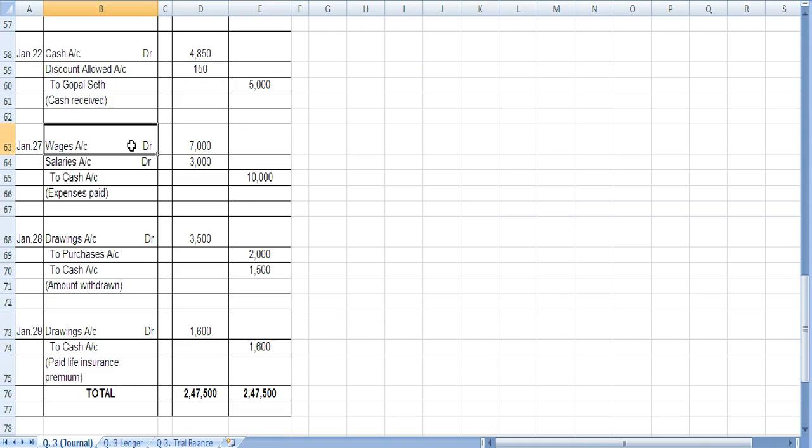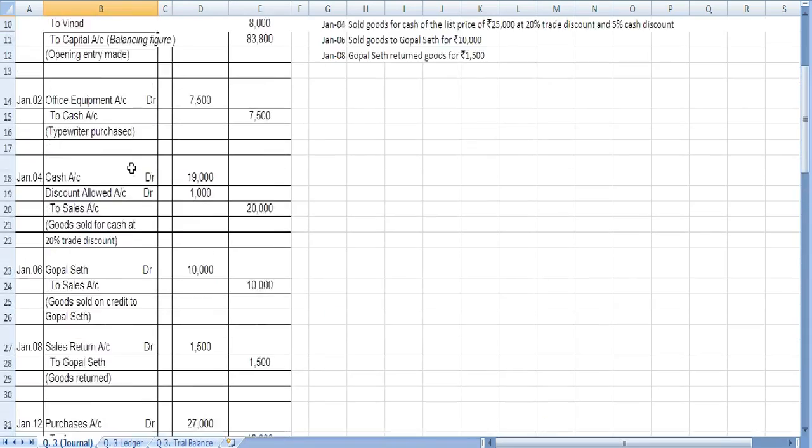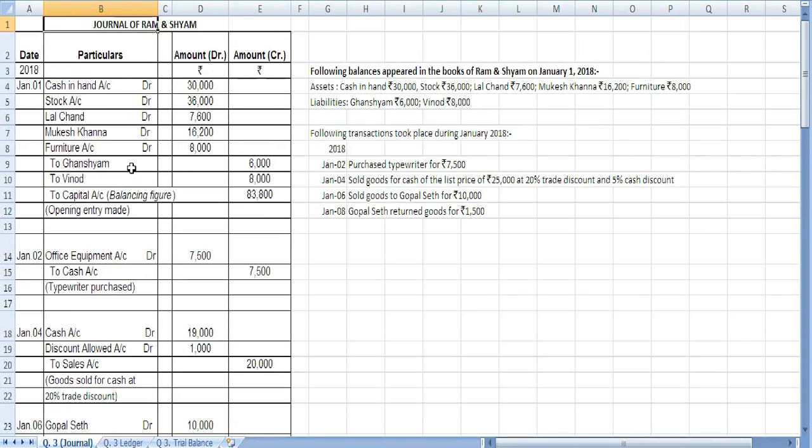You have to keep in mind the rule of the journal entry. We have real account, debit what comes in and credit what goes out. Personal account, debit the receiver and credit the giver, and nominal account, debit the expenses and losses and credit all the gains and revenues and incomes. So only by learning the rule of journal entry will you be able to fluently prepare the journal for the questions.